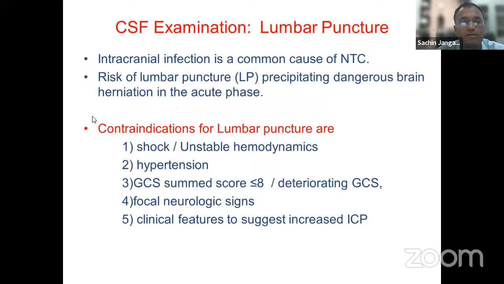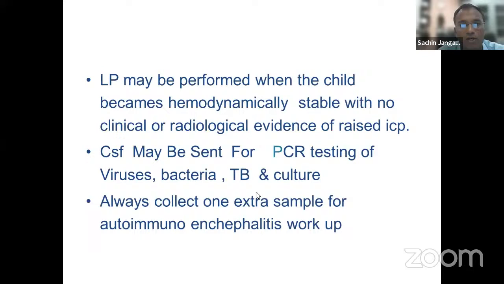One more investigation, most important, is CSF examination or the lumbar puncture. Intracranial infection is the most common cause of non-traumatic coma. But there is a risk of brain herniation if we do the lumbar puncture in the acute phase. So absolute contraindications for the lumbar puncture are shock or unstable hemodynamics, hypertension, GCS less than 8 or deteriorating GCS, focal neurological signs, and clinical features suggestive of raised ICP. So LP may be performed when the child becomes hemodynamically stable and there is no evidence of raised ICP.